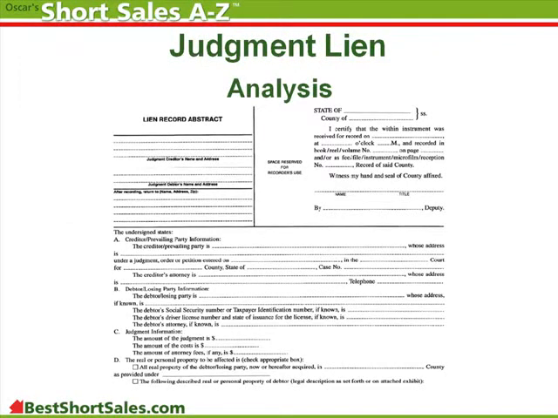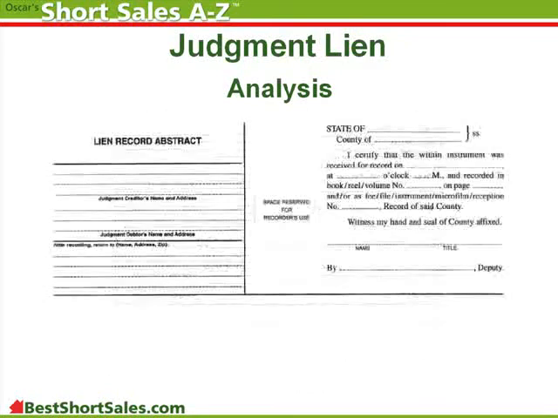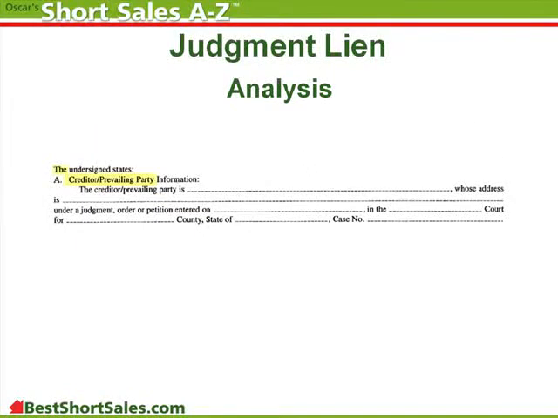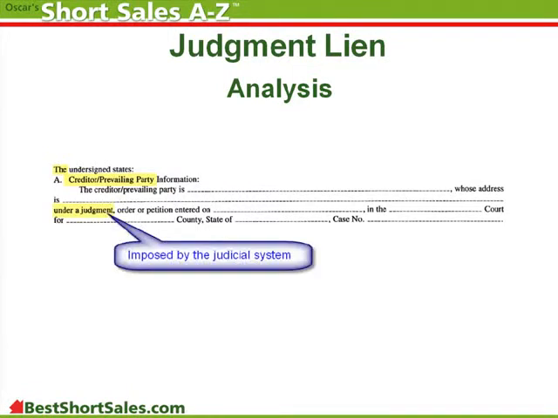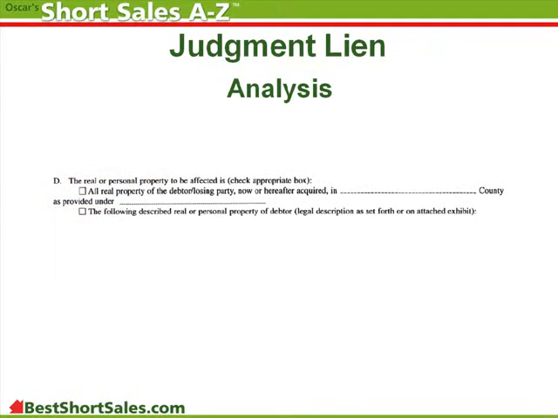Judgment lien. Judgment liens are the result of disputes resolved by legal action. The typical document used is the lien record abstract, or similarly named instrument. It reads, Lien record abstract. There is a judgment creditor and a judgment debtor. The body of the lien states the creditor/prevailing party, under a judgment. Judgments are imposed by the judicial system. The next statement names all that is taken as collateral.